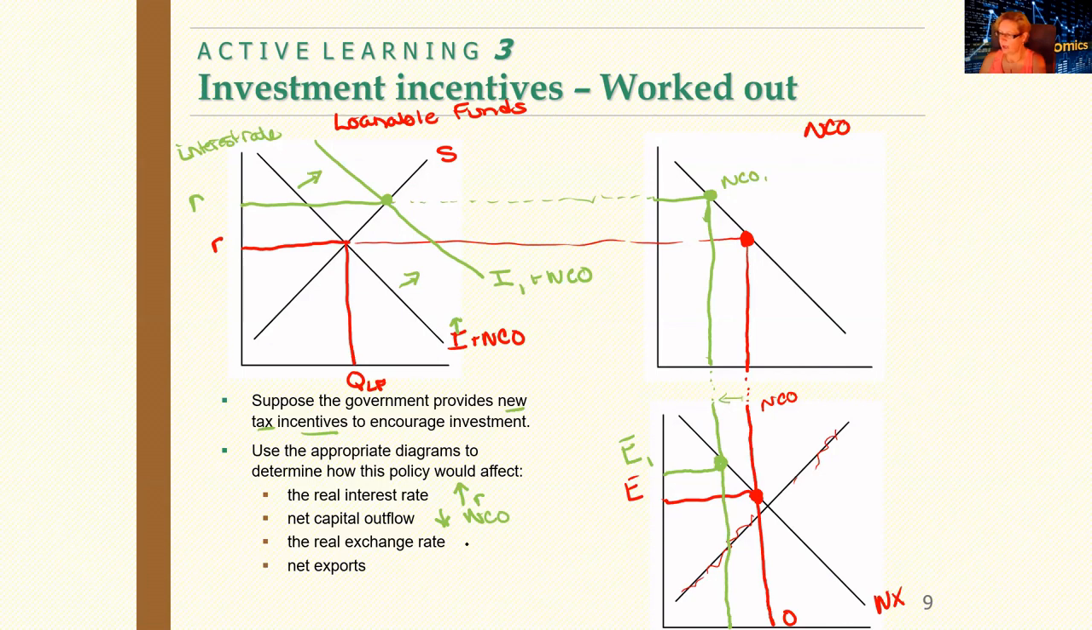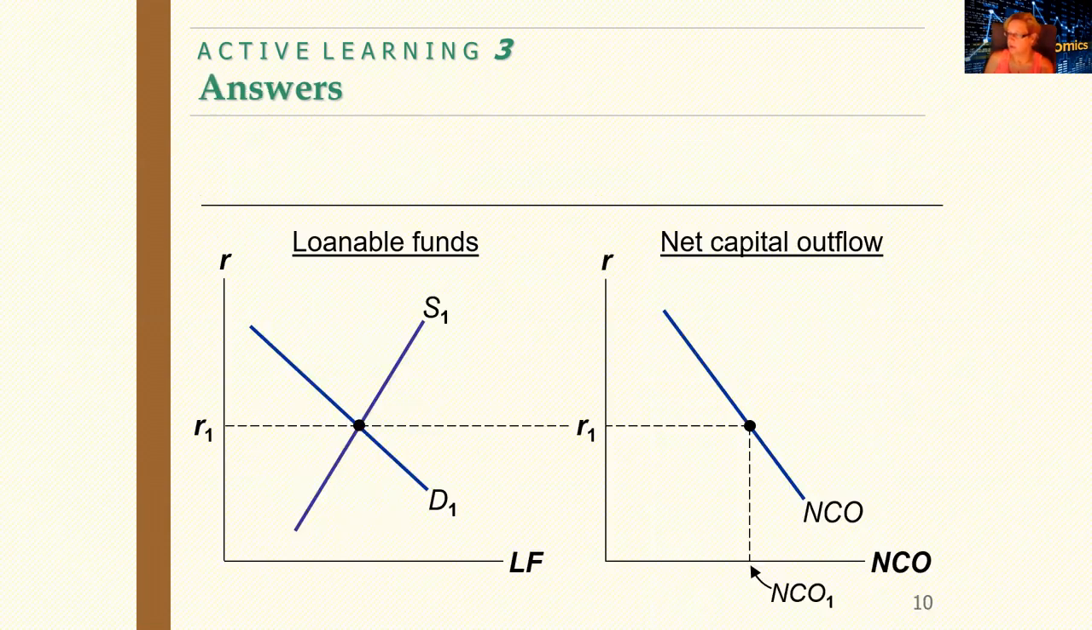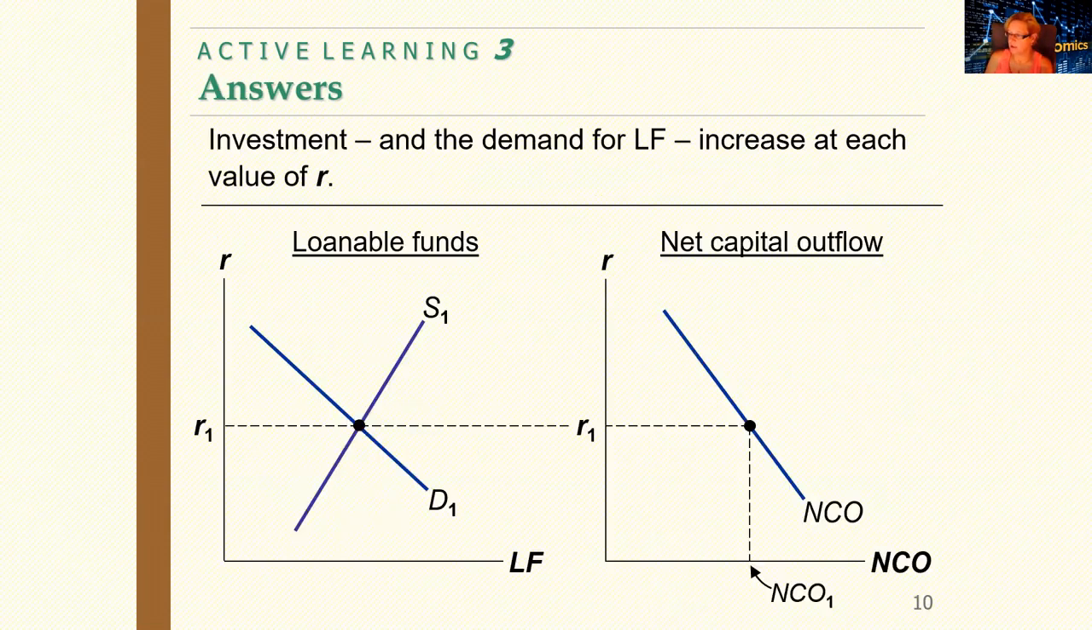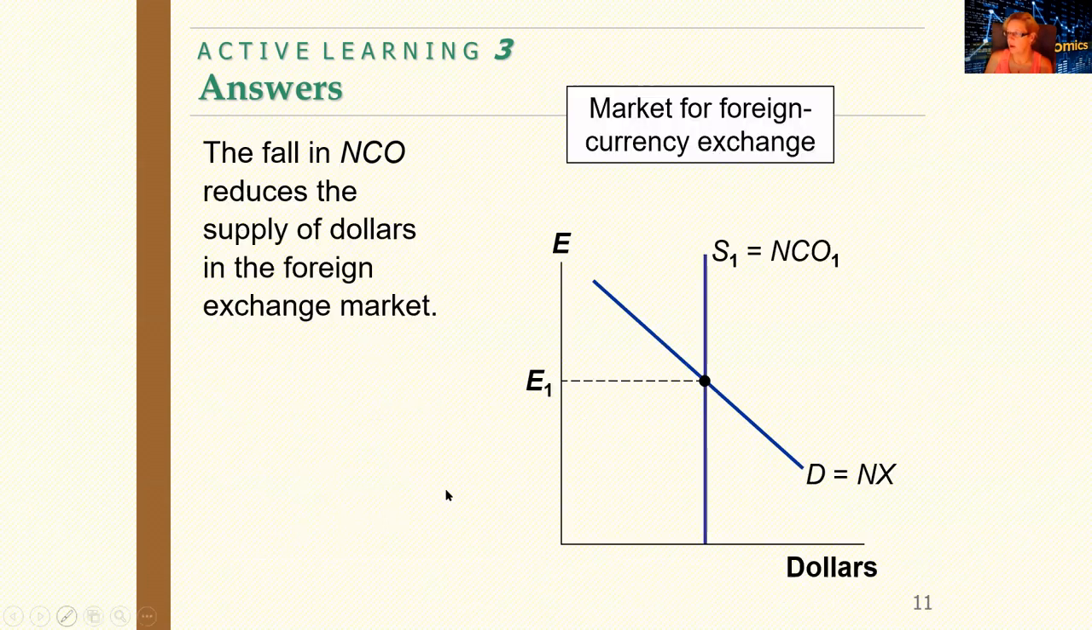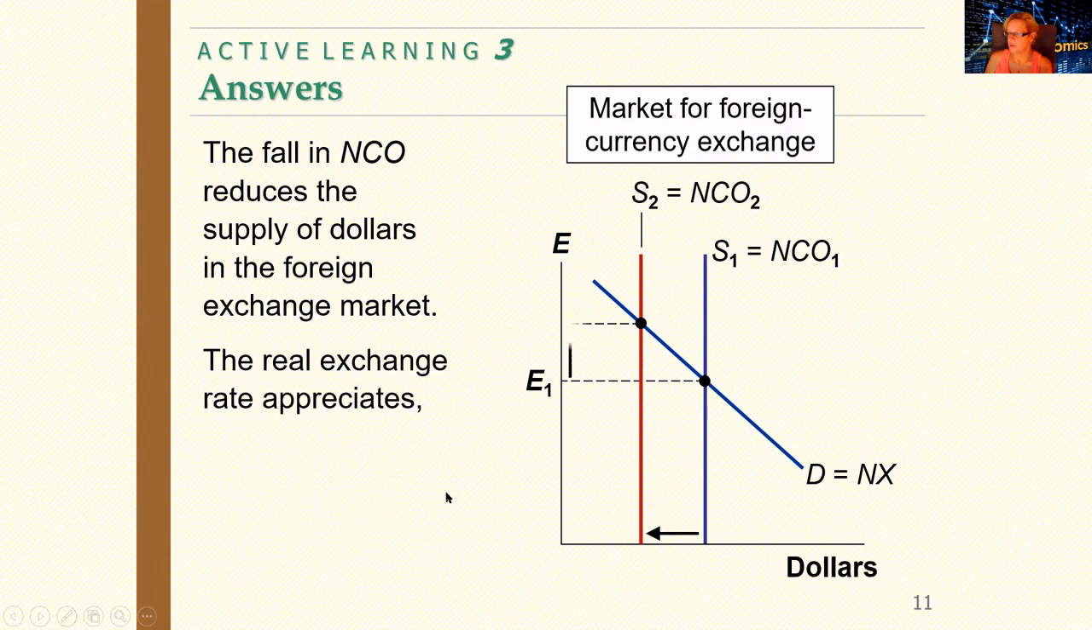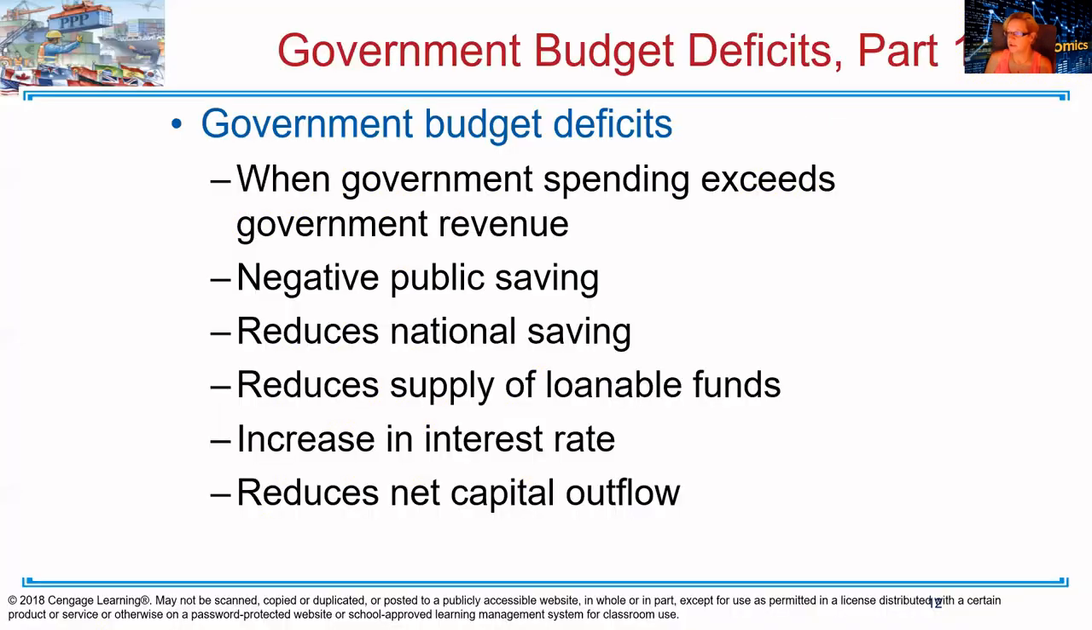Okay, the third graph, what happened to the real exchange rate? The real exchange rate increased. And what happened to net exports? Because again, they're more expensive. So if it was 0 here, it would be something less than 0 here. So net exports would decrease. Okay. So again, just kind of how it looks, walking it through. Demand curve shifts out, increases the real interest rate, decreases net capital outflow, which in turn increases the real exchange rate. That reduces net exports.